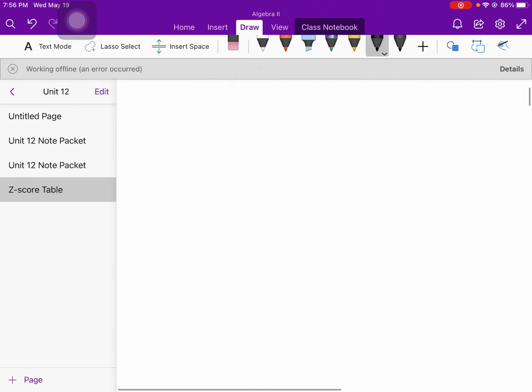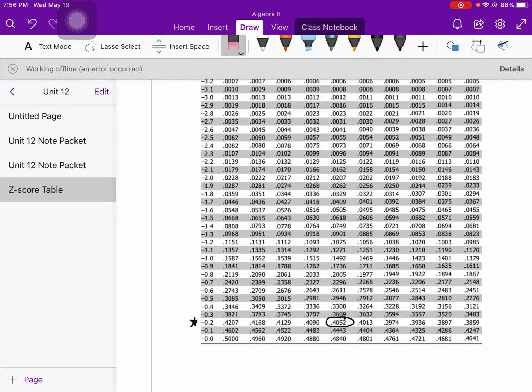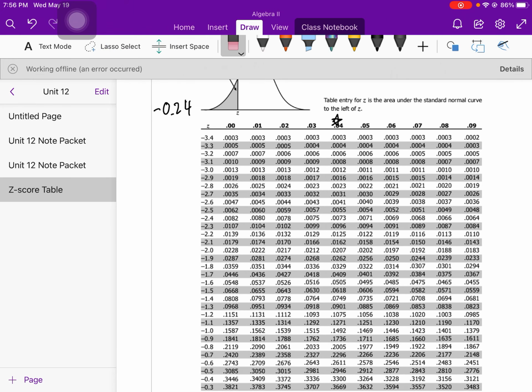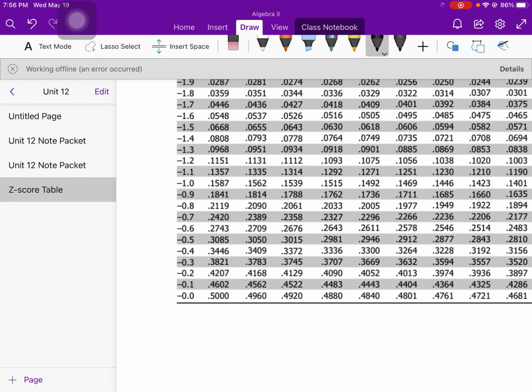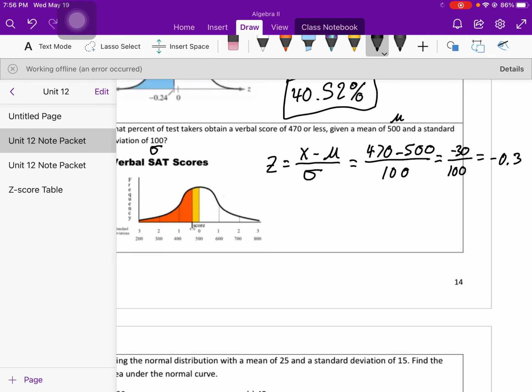Now negative 0.3 only goes to one decimal place, which is fine, because on the z table, let me erase some of these little starred marks here so we don't get too confused. So negative 0.3, if there's no number after the 0.3, it's just going to be the first number after that. So it's 0.3821. I'm going to go back to the notes here. So our z-score of 470 ended up being negative 0.3.